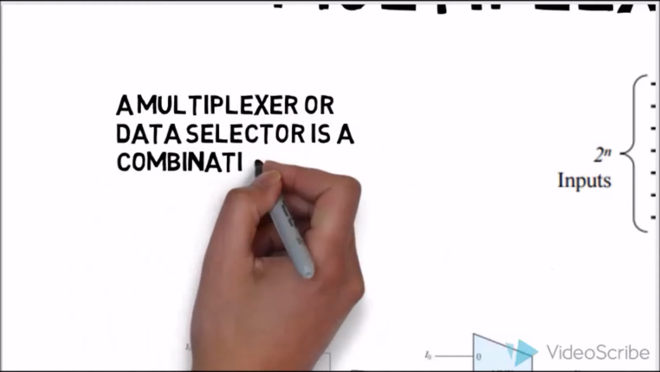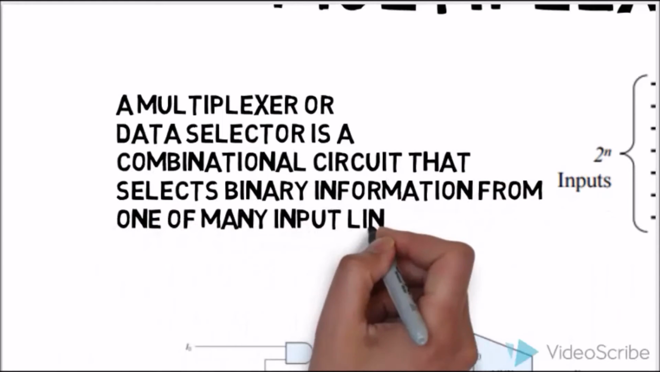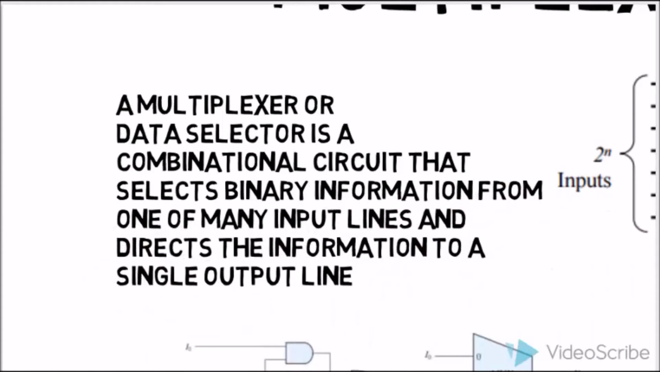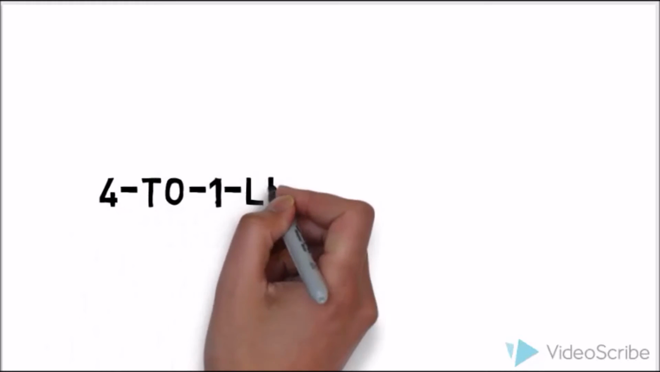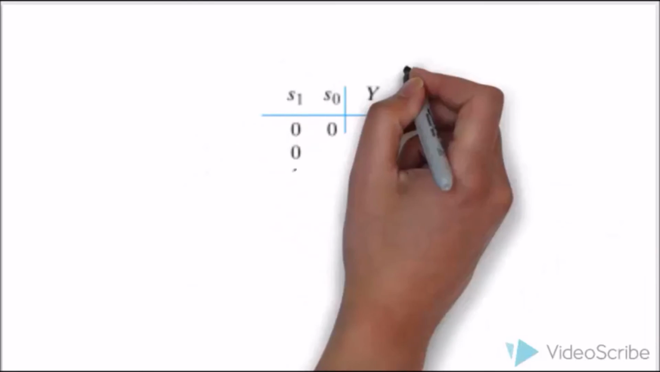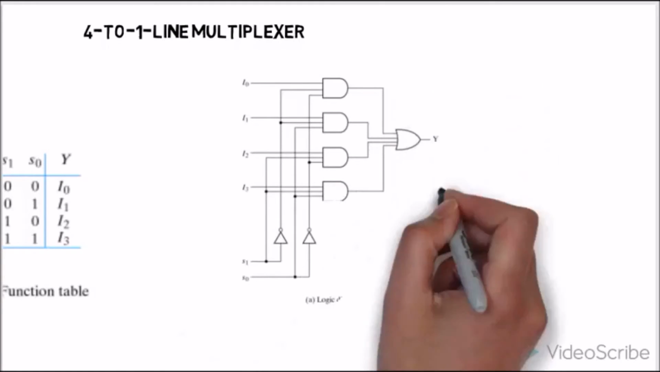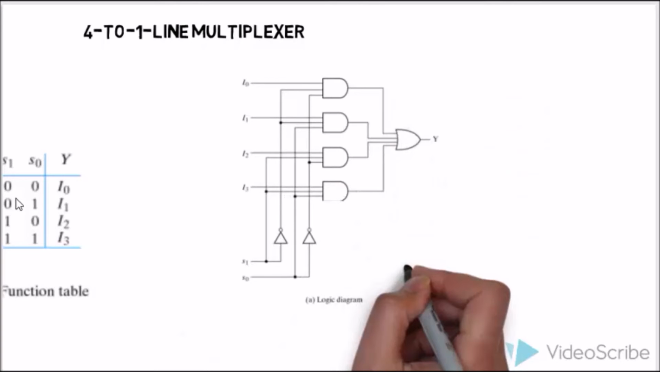A multiplexer or data selector is a combinational circuit that selects binary information from one of the many input lines and directs the information to a single output line. This is a 4 to 1 line multiplexer. This is a functional table. And this is the logic diagram of that functional table. It applies the same logic.